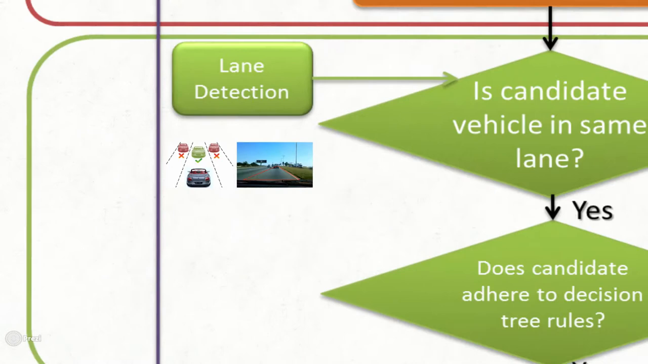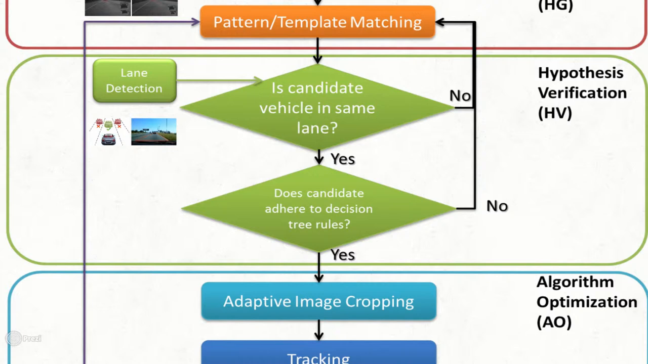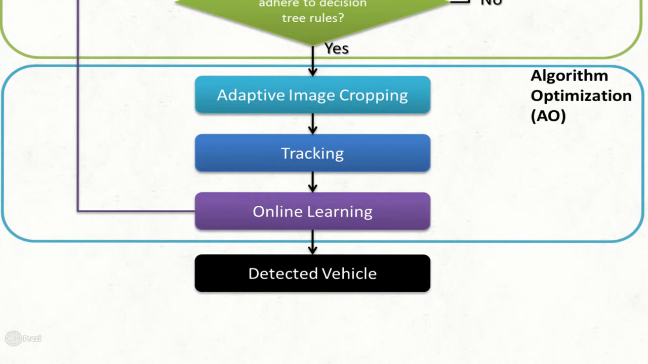And then we move on to a decision tree. A decision tree is basically a set of rules that our candidate match must adhere to. Obviously, the vehicle cannot appear in the top corners or region of the image, and the vehicle cannot move or jump from frame to frame from one position to the other. It must abide by the laws of motion from the camera's perspective. From there, we do adaptive image cropping. How adaptive image cropping works is that we crop the image to the size of the bounding box of our vehicle. The reason for doing this is that we dramatically speed up the performance of our algorithm, because fewer pixels for pattern matching results in quicker processing of our image.